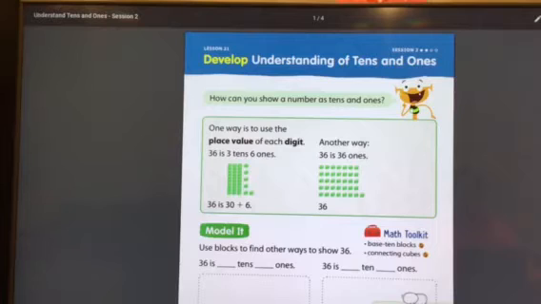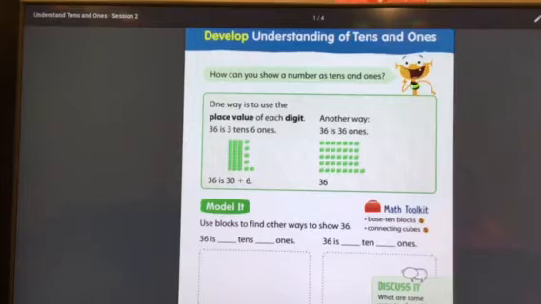Now, if you don't have tens and ones blocks at home and you think it might be best for your child to have manipulatives, I would suggest you pause this and maybe just cut up some paper into longer strips to look like a 10 block and smaller squares to look like ones. If you don't have cubes or the 10 blocks at home, you can pause this and start it after you have some manipulatives. All right, we're going to get started.